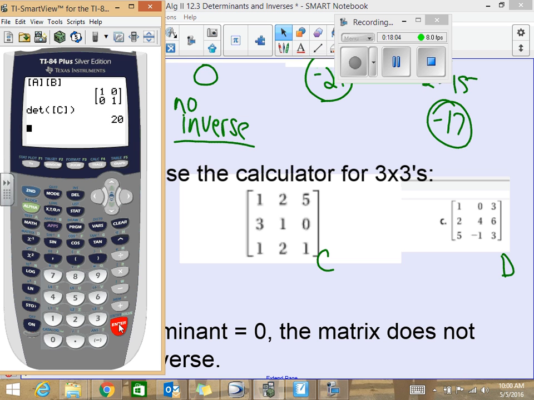So I go into matrix world, I go over to math. This is where I get the function DET, so I'll pull that out. Now I'll go ahead and do D. So now I found the determinant of C is 20. I'm going to find the determinant of the matrix that I entered as D. So then I hit 4, and it's negative 48.